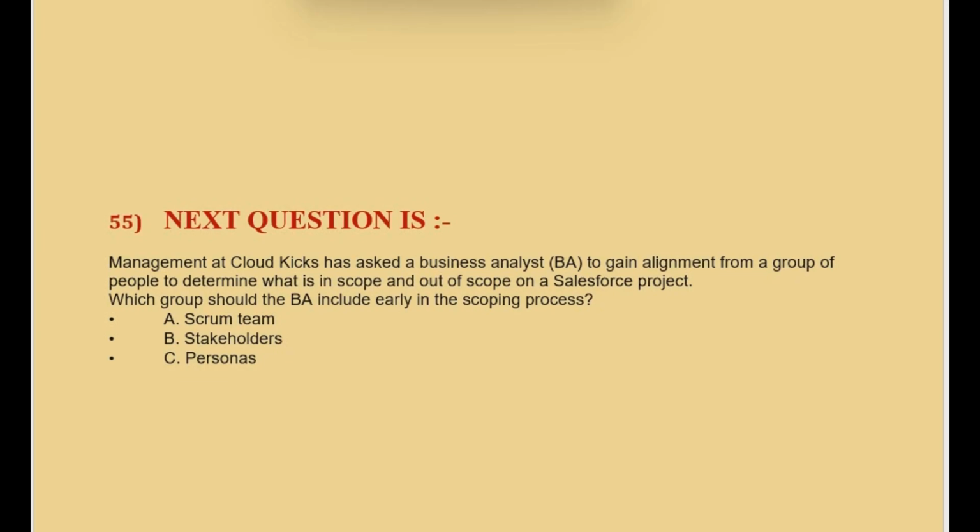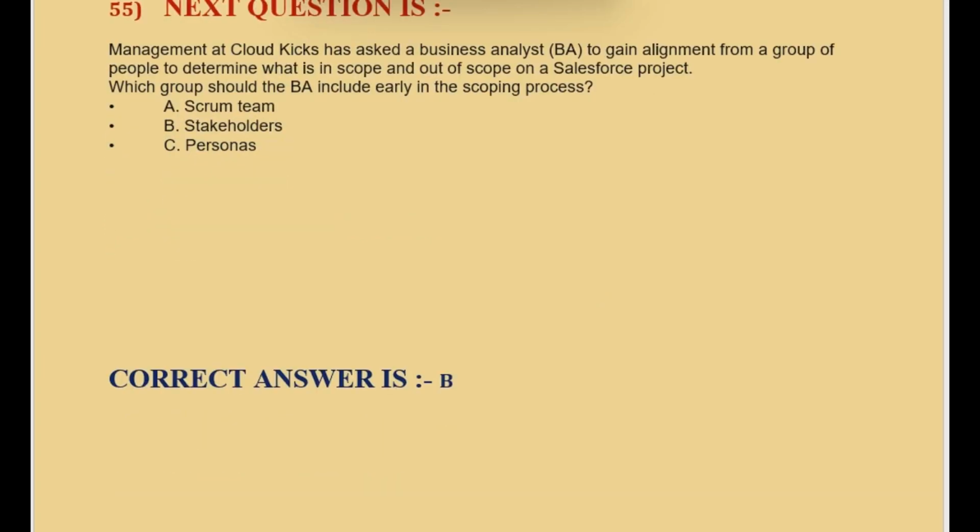Option A. Scrum team. Option B. Stakeholders. Option C. Personas. Correct answer is option B.